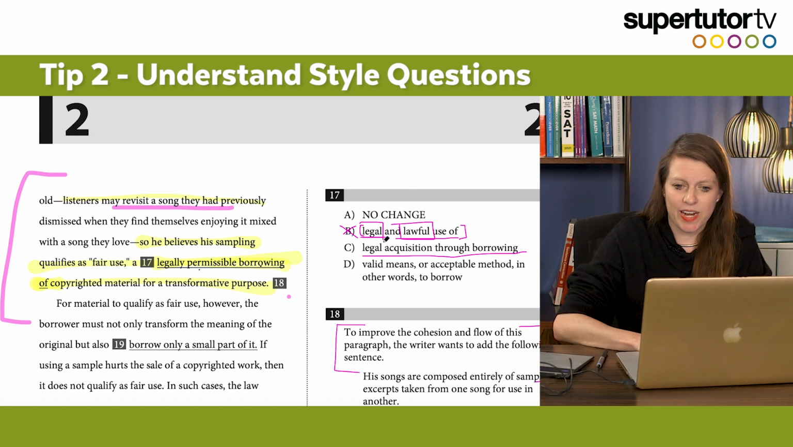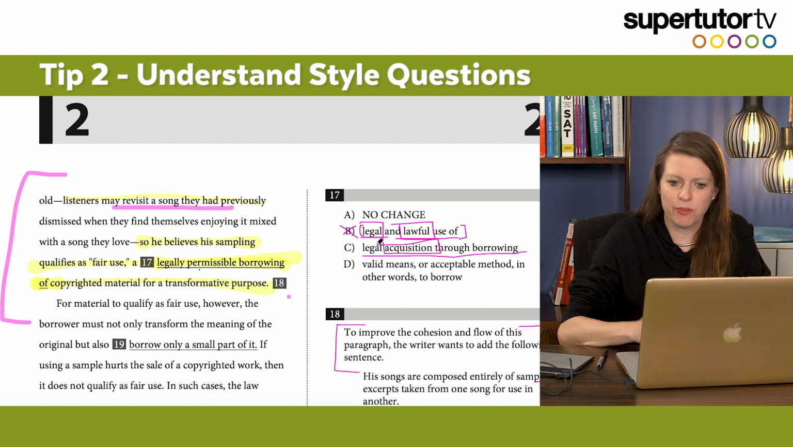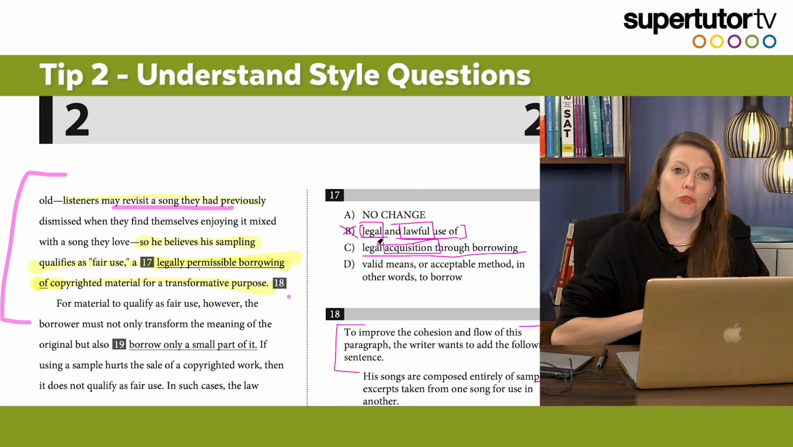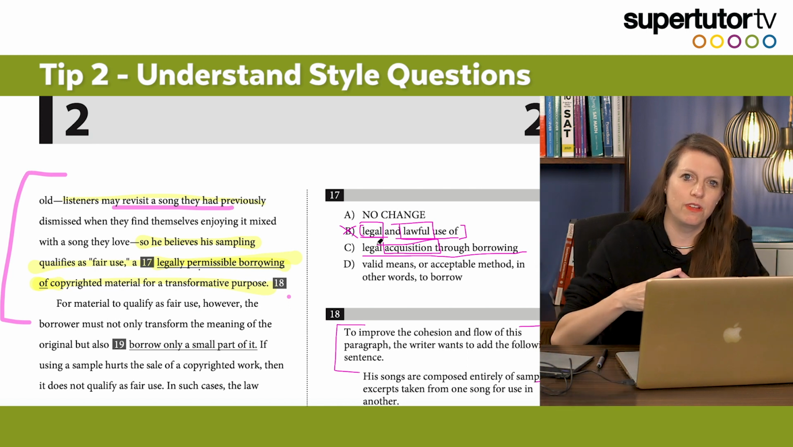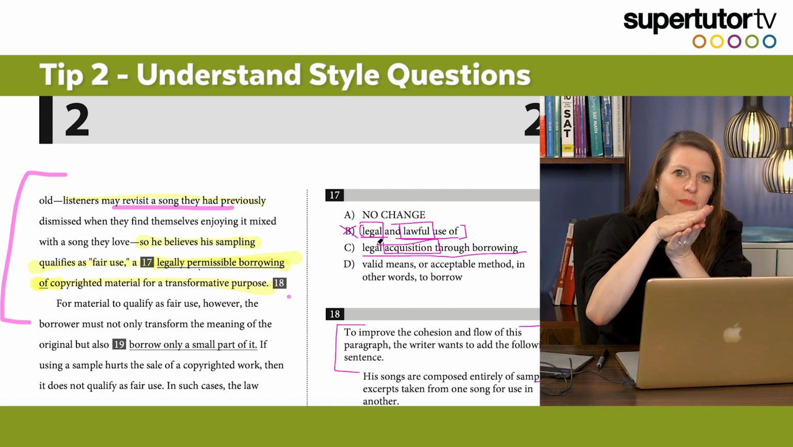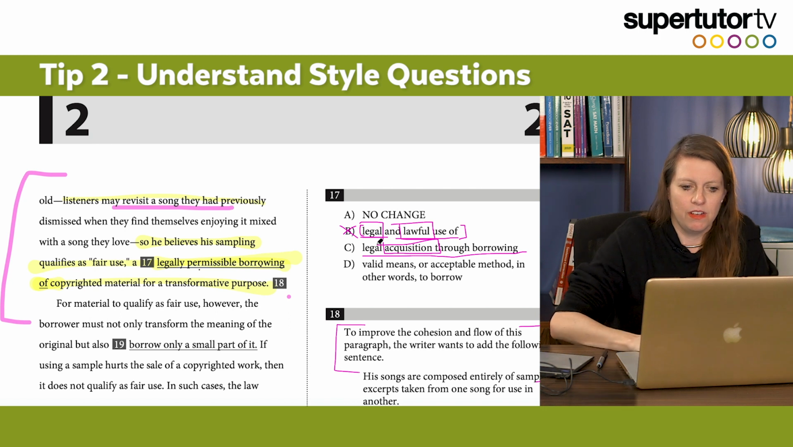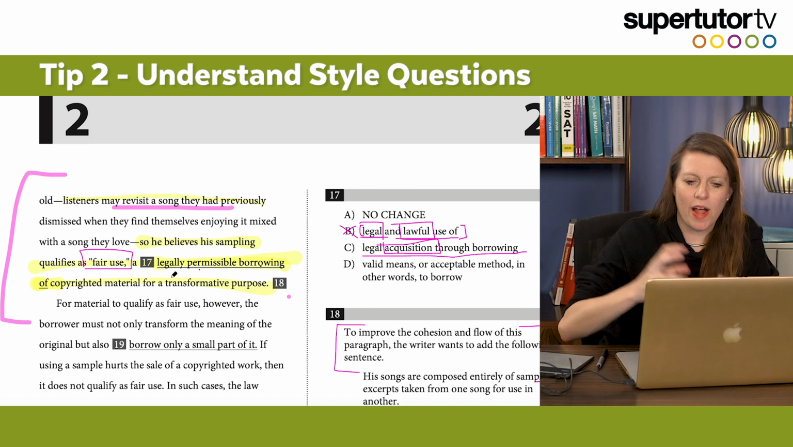But here's where we get into it. Acquisition. What does acquisition mean? Acquisition means possession, gaining control over. Acquisition has to do with control. And if you know that fine shade of meaning of that word, you will know that fair use is not talking about acquiring something, right?